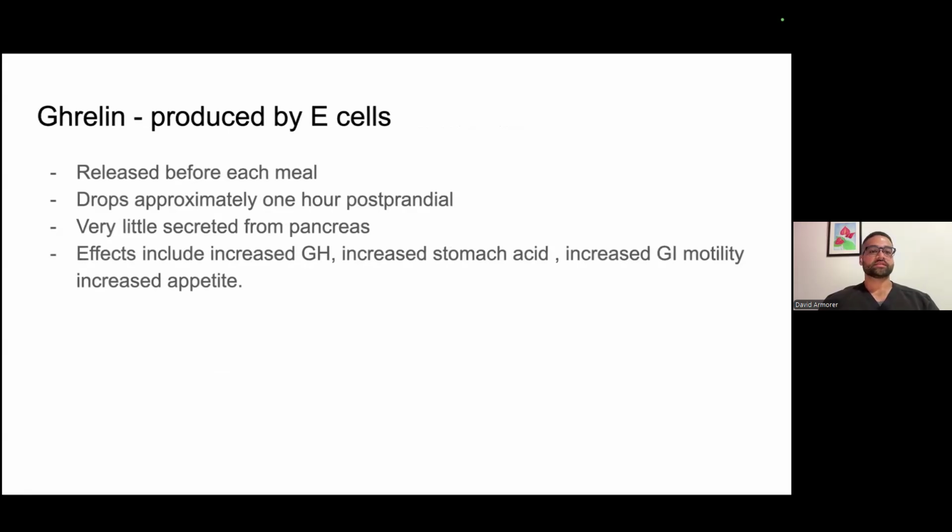Last but not least, the epsilon cells produce a hormone called ghrelin, which is shown to be released before each meal. It drops approximately 1 hour postprandially, and very little is secreted from the pancreas. The effects include increased growth hormone secretion, increased stomach acid, increased GI motility, and increased appetite.